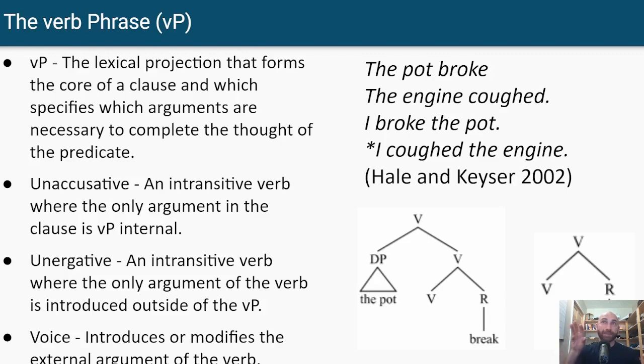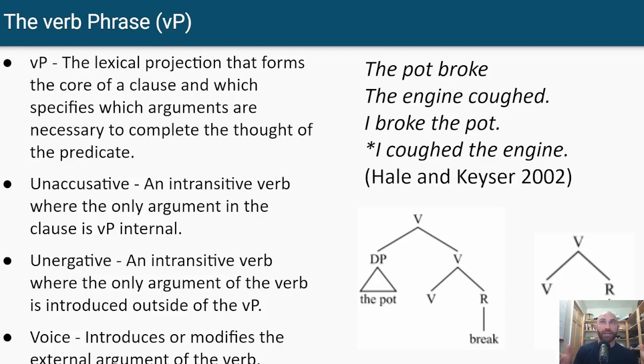We can see that on the surface, these are identical. At a syntactic level, they are not, right? They behave differently. And the only way you see this is by looking at all the data, right? If you were to just look at these two sentences, you would say, oh, okay, they're both intransitive. Maybe they're the same. But when you look at the broad range of uses of the word break, you see that it behaves fundamentally differently than cough, right?